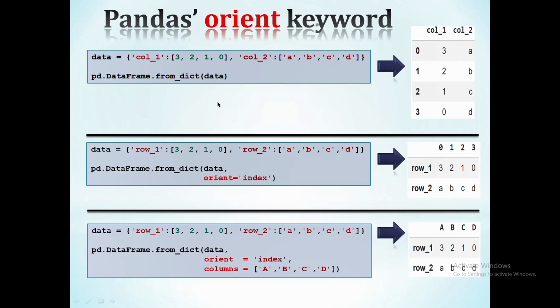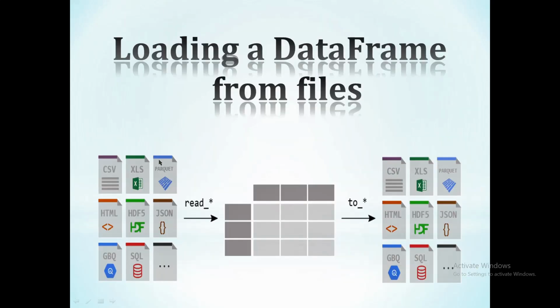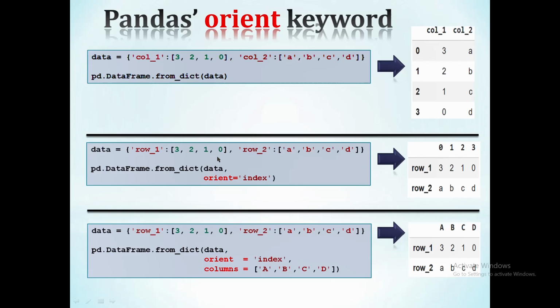Now, I am creating a row which is holding the values 3, 2, 1, 0, and A, B, C, D. It has rows, not columns. So here I am using orient equal to index, so no columns will be there. Instead of creating it like this, it will create it as rows. So row 1 is 3, 2, 1, 0, and row 2 has A, B, C, D. These are the two ways of using orientation.